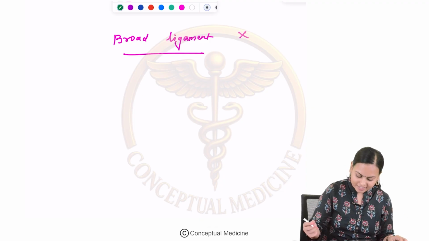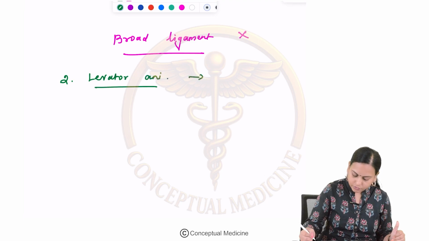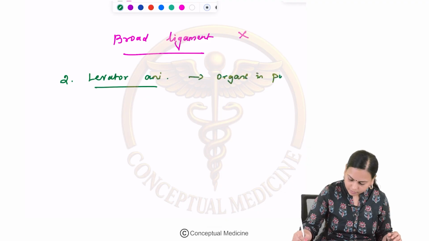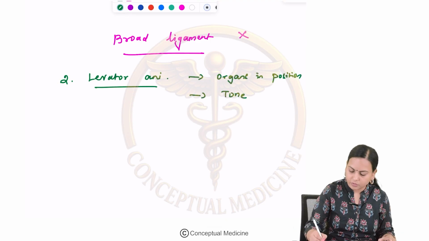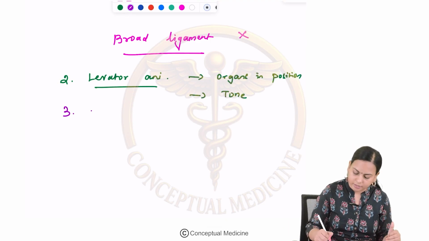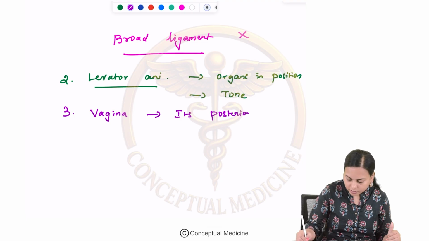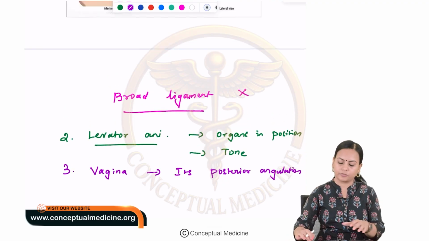Now the second set of support will be from the muscles, especially the levator ani muscles. This will maintain the organs in position. Also it maintains the tone as well. And the third support is the vagina itself because of its posterior angulation. So these are the various anatomical supports of the uterus.